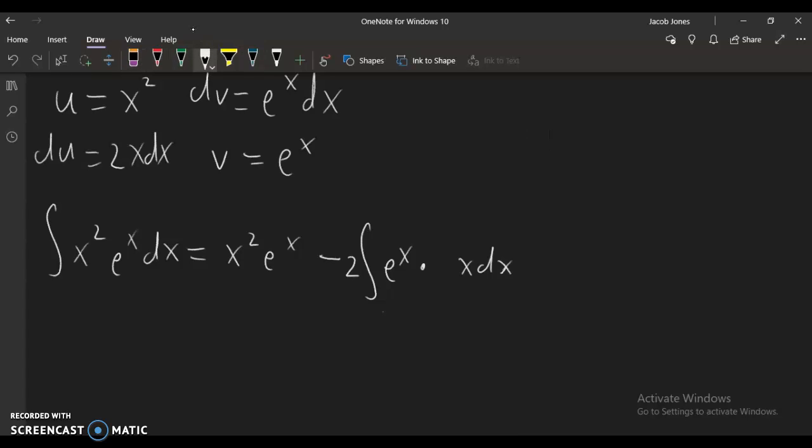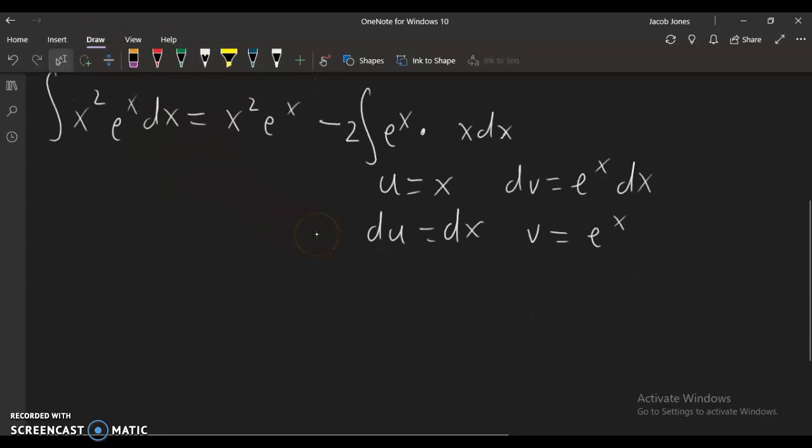So I want to pick my u to be my x. I want to pick my dv to be e to the x. The derivative of x is just dx. And the integral of e to the x, oh, forgot the dx. Don't forget that dx, because some instructors will mark off points for that. The integral of e to the x dx is e to the x.